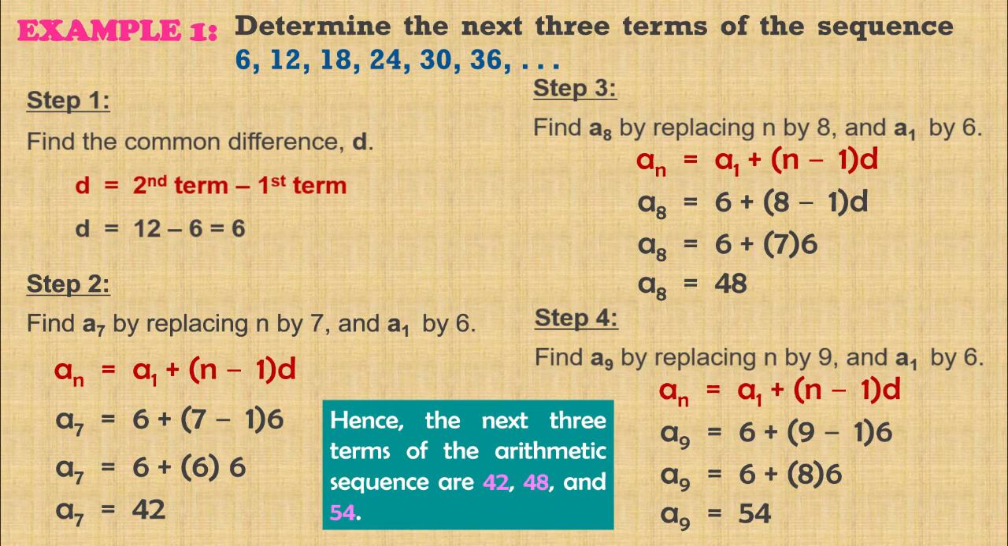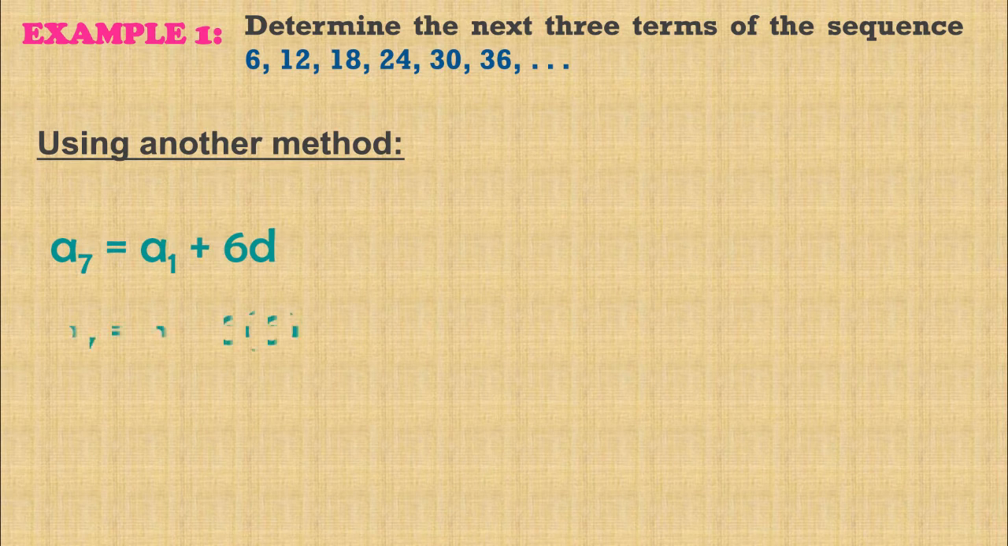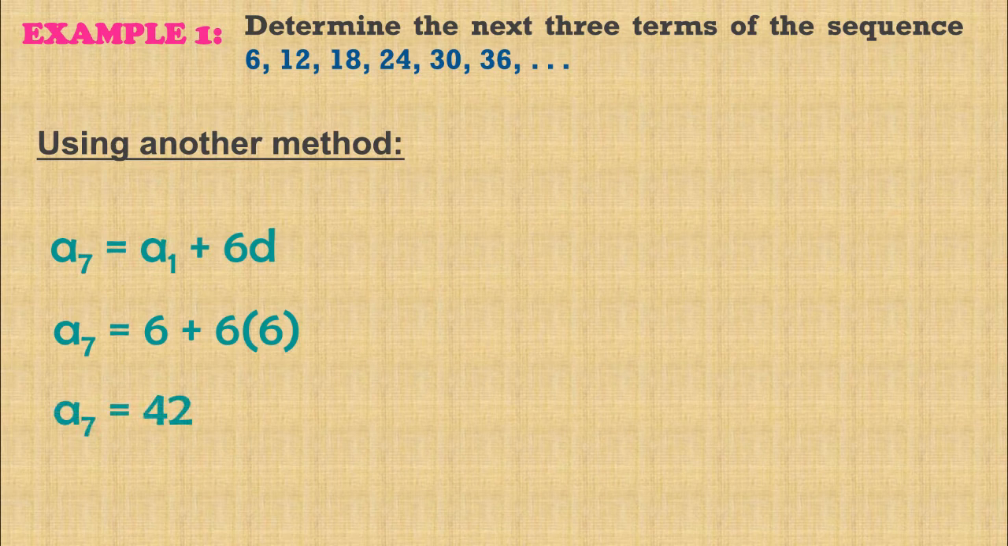Alright. Hence, the next three terms of the arithmetic sequence are 42, 48, and 54. Now, we can use another method to solve this problem. So, using another method, we have a sub 7 is equal to a sub 1 plus 6d. Replacing d by 6, we have this. And solving, we will get a sub 7 equals 42.